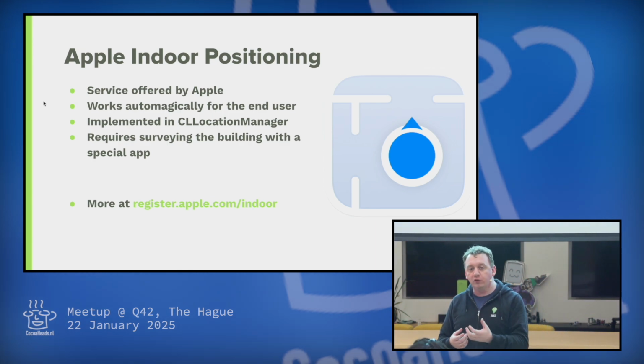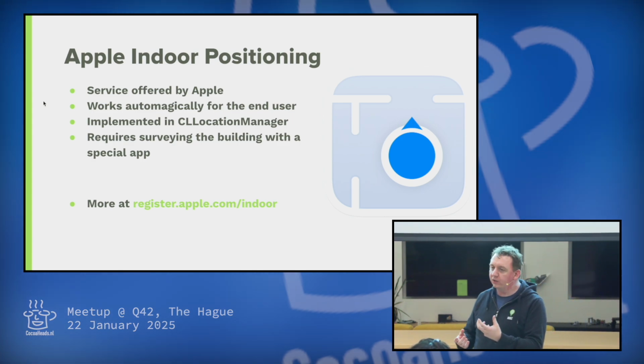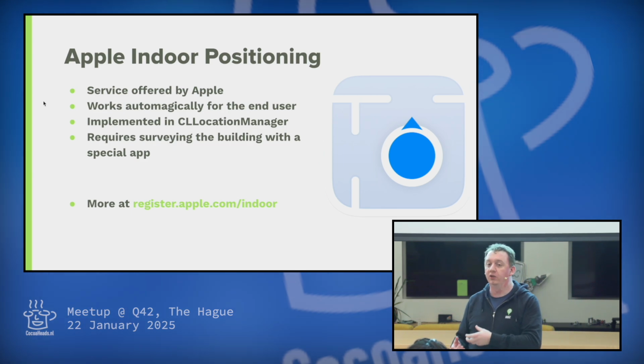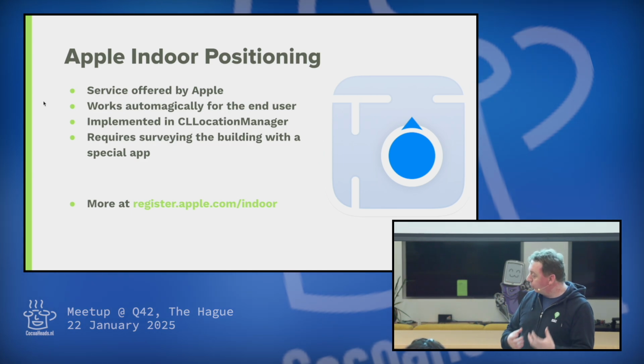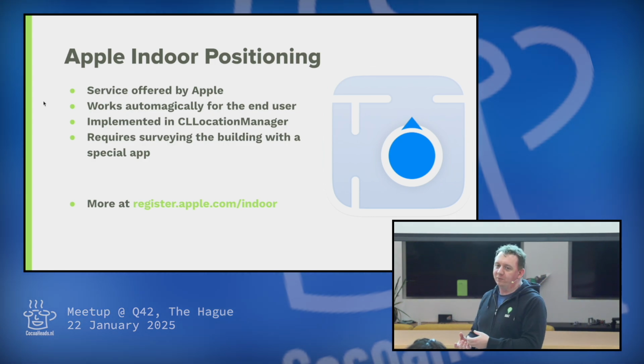Apple will then give you a survey app, and they will tell you to go in a zigzag pattern in all the rooms. It will capture some RF signals, and it will tell you the exact location of the user using the CLLocationManager in your app. A great service, would be a nice solution, but there were some issues.